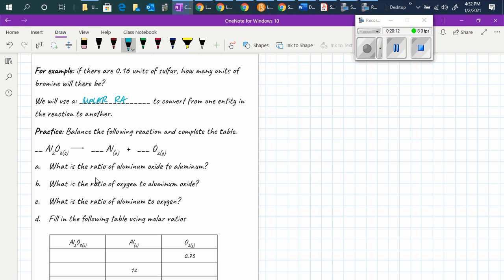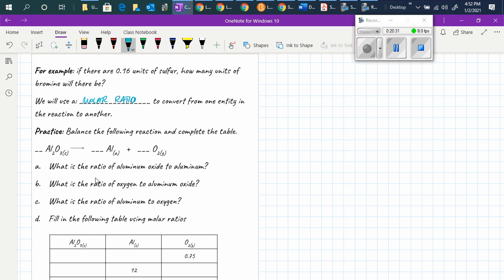We have been doing stoich without naming it as stoich even before. So now, let's see what is happening here.